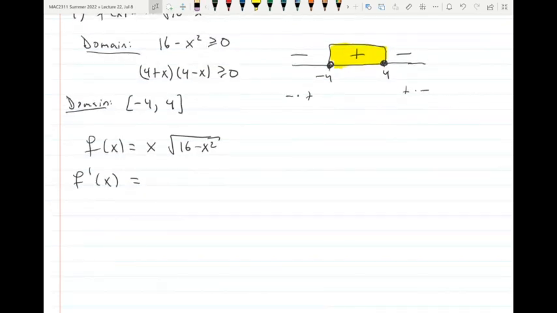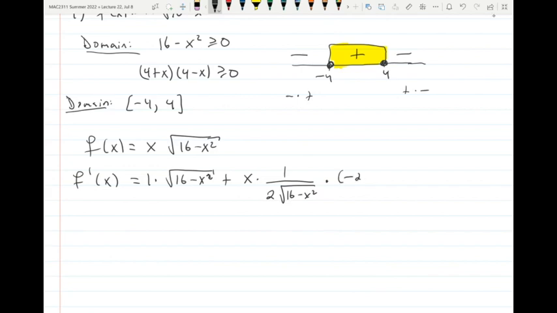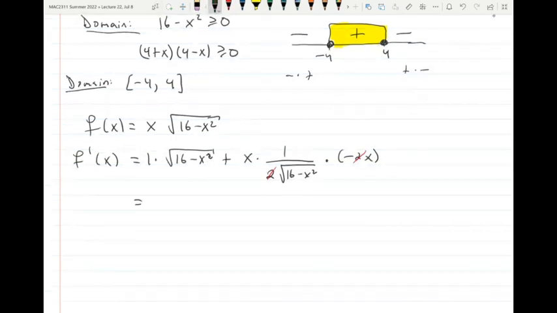So to find the monotony, we need the derivative. So here we need to use product rule. Okay, so that's 1 times second function plus the first times derivative of the second. Now here we need to use chain rule. 1 over 2 square root of 16 minus x squared times derivative of the inside, which is -2x. Okay, so working here, we get the square root of 16 minus x squared minus x squared over the square root of 16 minus x squared.